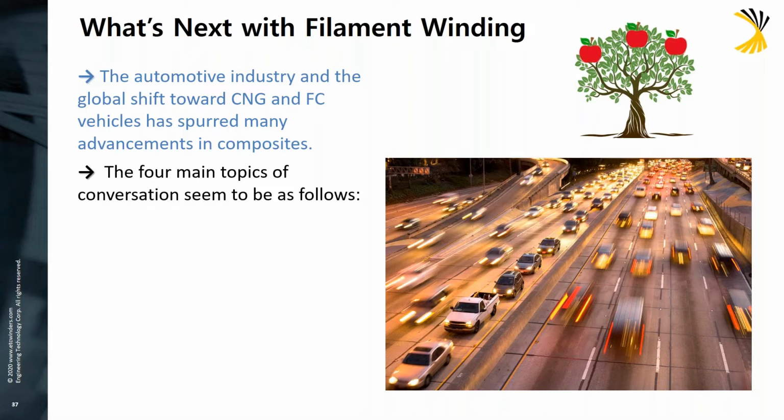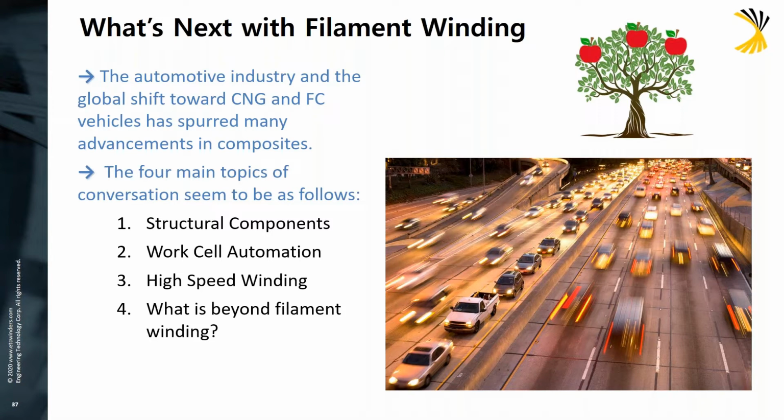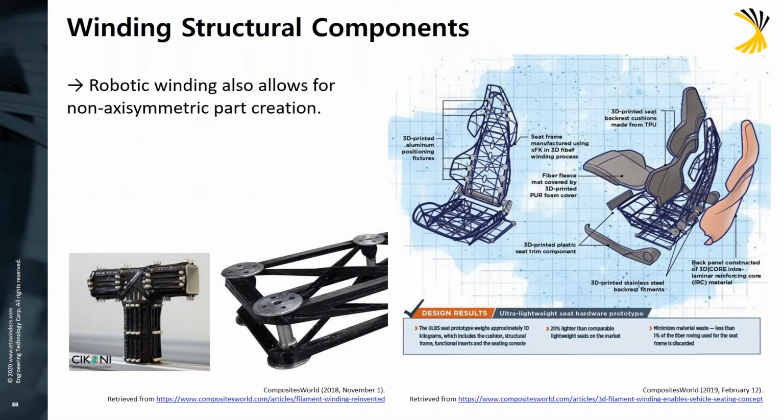The four main topics of conversation that we've had from not only automotive customers, but aerospace and even others have been as follows. People are starting to look at structural components. People are looking at work cell automation. This one's not necessarily new, but it's becoming a hot topic. People are, of course, looking at high-speed filament winding. And many are just wondering what's beyond filament winding. How do we generate these parts without a filament winding machine?